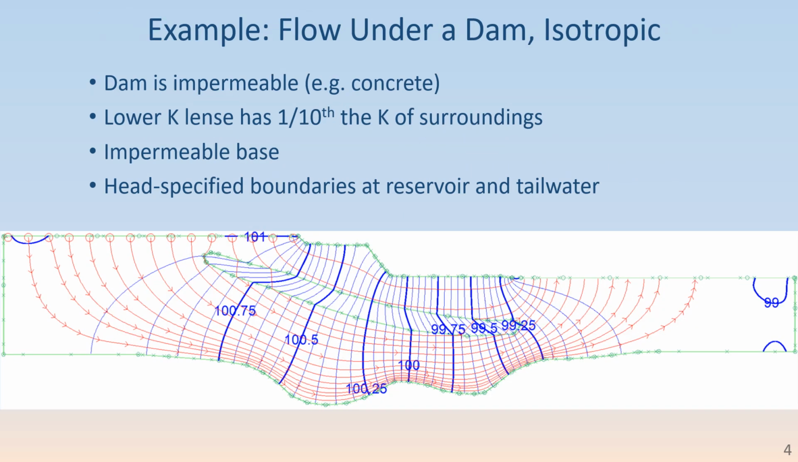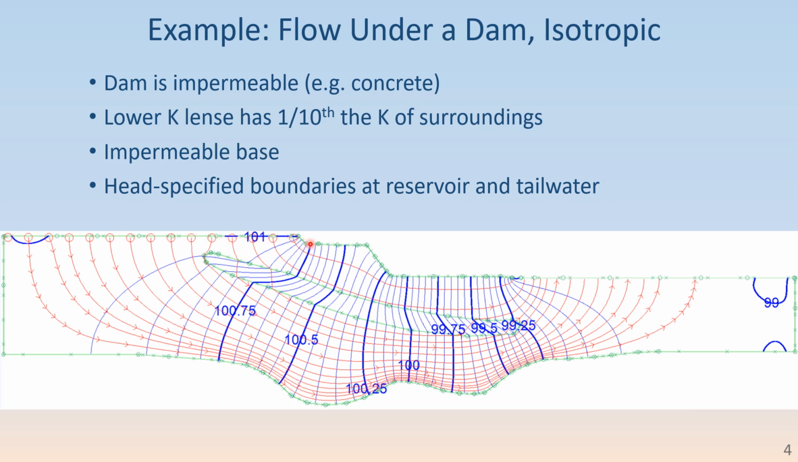Let's walk through a few examples. This first one is a situation with an impermeable dam and flow under that dam from a higher head on the upstream reservoir side to a lower head on the downstream or tailwater side. So let me run through the boundaries in this model. This is the reservoir side, and this boundary is a constant head boundary all the way up to here. That's the bottom of the reservoir.